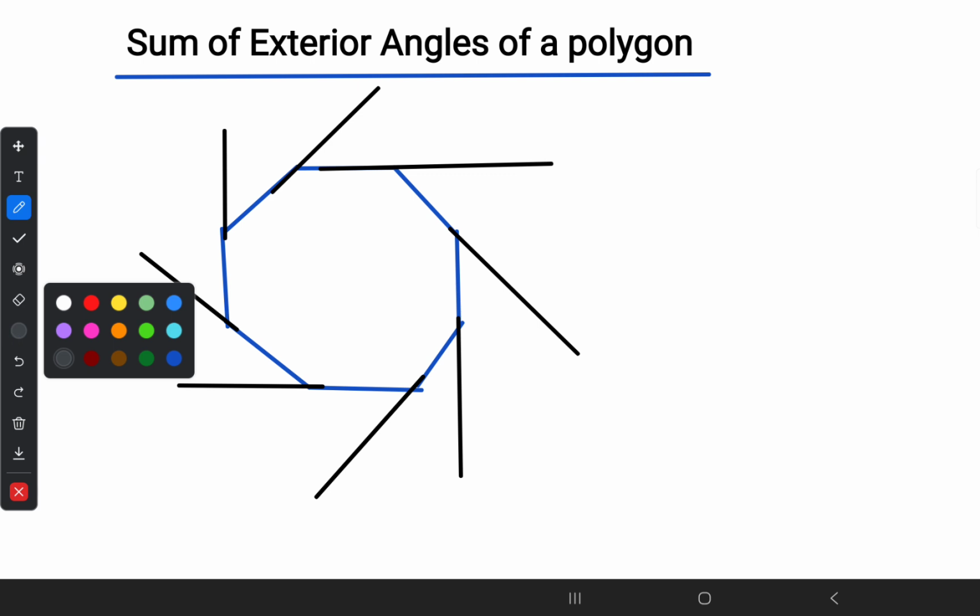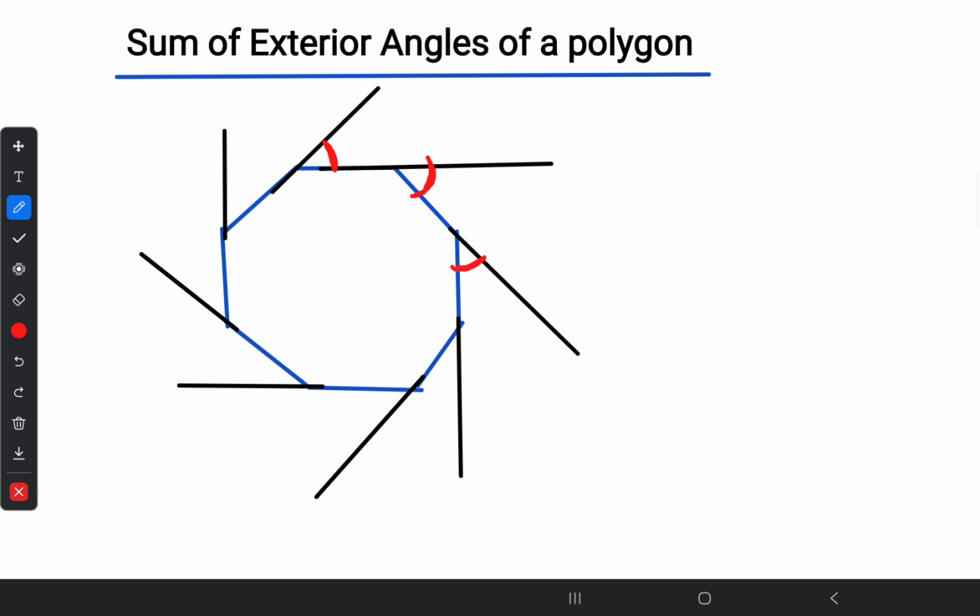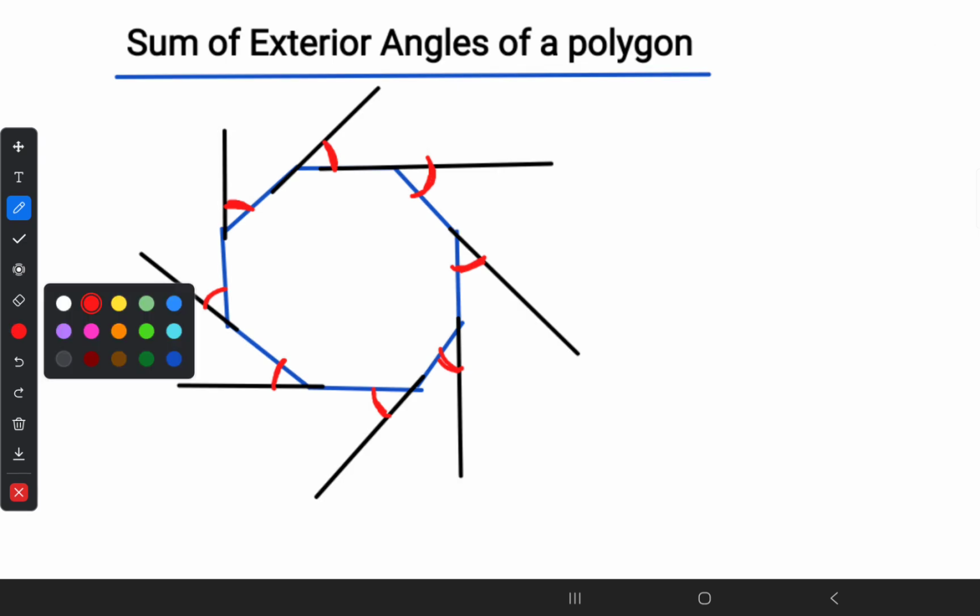So your task is to do this individually. Measure these exterior angles carefully and get the summation of them. First do the task by yourself, then I'll explain how to measure each angle.